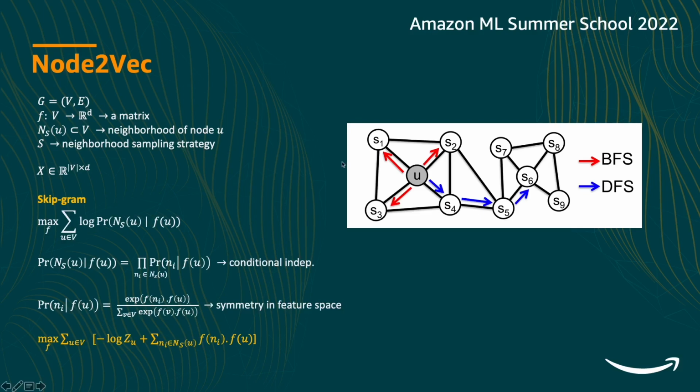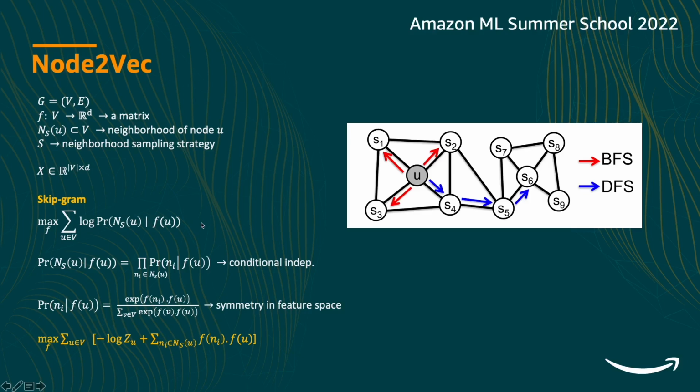So we have already seen the skip-gram model. What it tries to do is that it maximizes the log probability of observing a sequence of network neighborhood for a given source node U, conditioned on the feature representation of U. The feature representation of U here is represented by f of U, and this could be the U-th row of our feature matrix. And so this is our objective function, the skip-gram objective function.